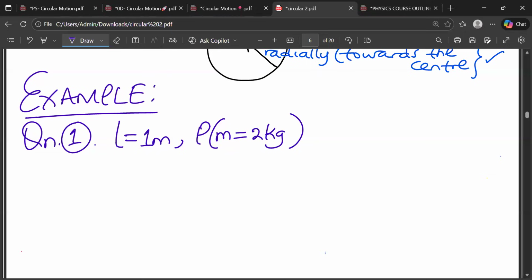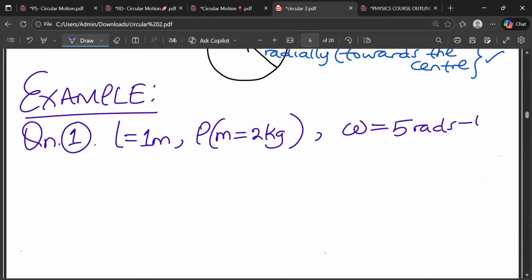is attached to the other end of the string, is given a blow which sets it moving in a circle on a plane. I think people can understand. It's given a blow, then it starts moving in a circle on a plane with a constant angular velocity. They're giving us an angular velocity of what? 5 rad per second.